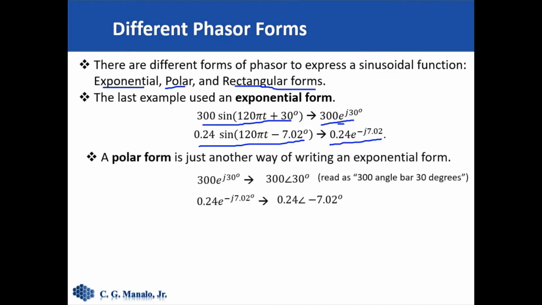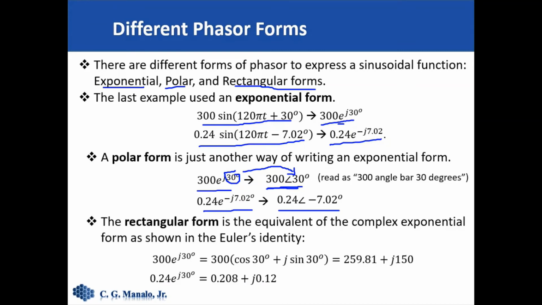So a polar form is just another way of writing an exponential form. So let's say we have this phasor in exponential form. We simply write it this way, where we take this angle here and put it there. So this is actually read as 300 angle 30 degrees. So this exponential form written as a polar form is this one. We read this as 0.24 angle negative 7.02 degrees.